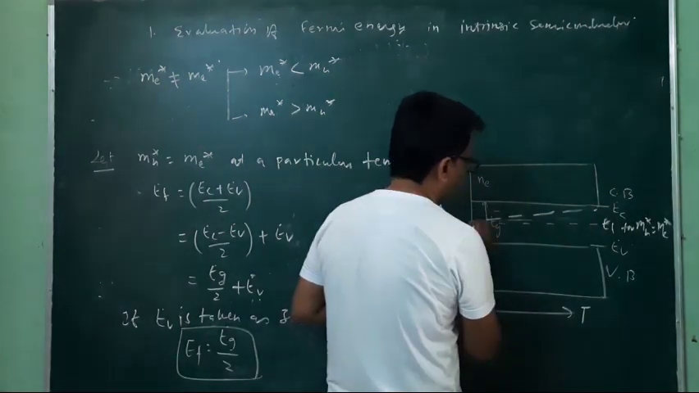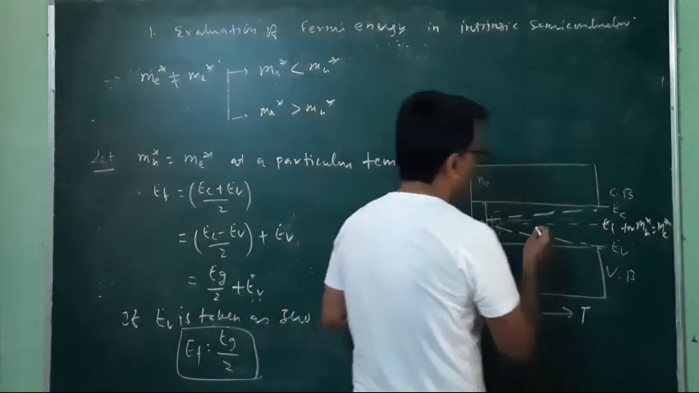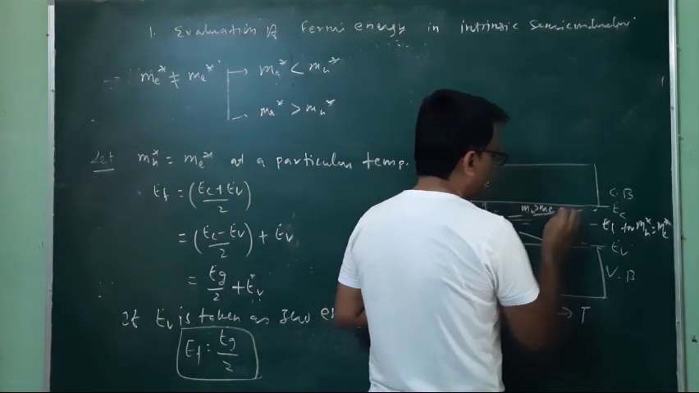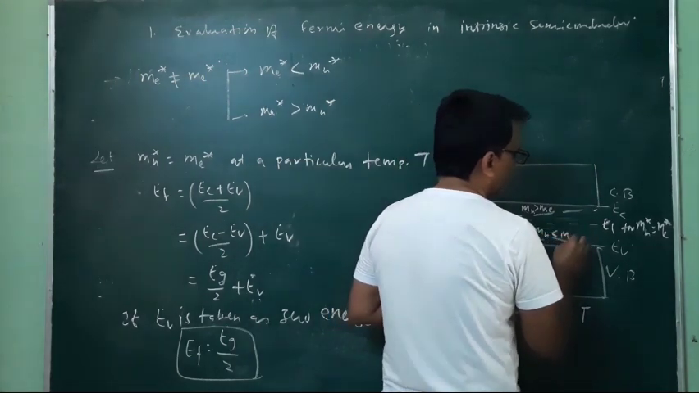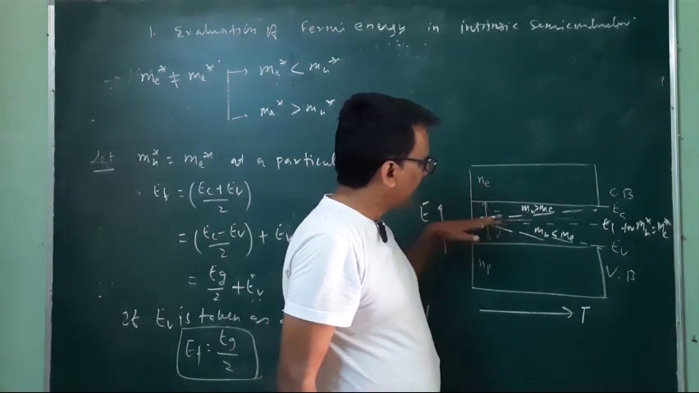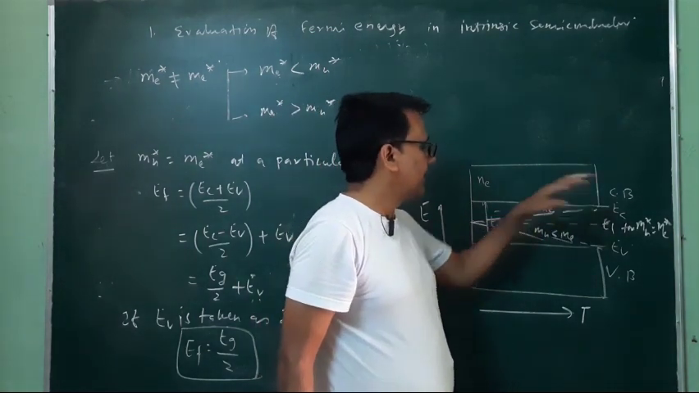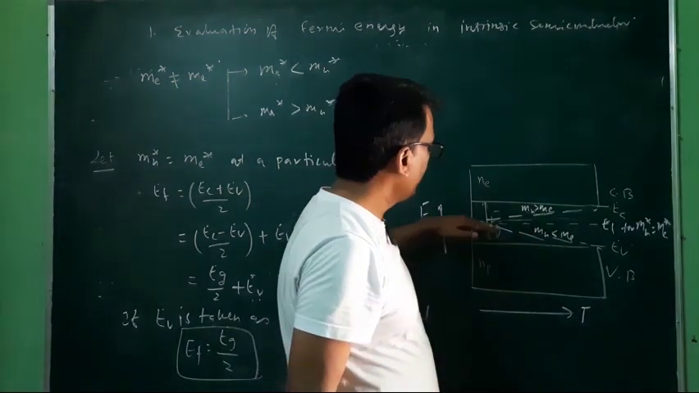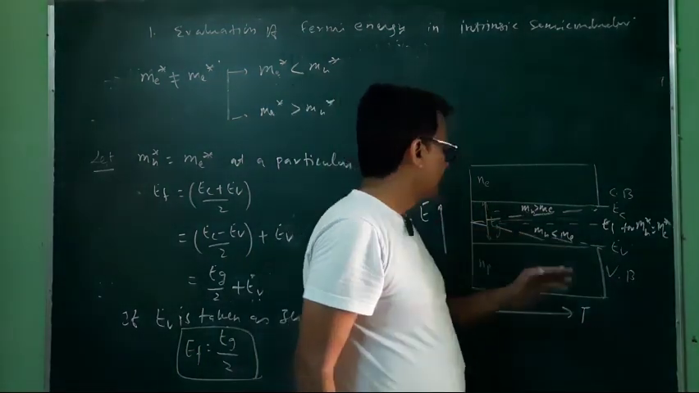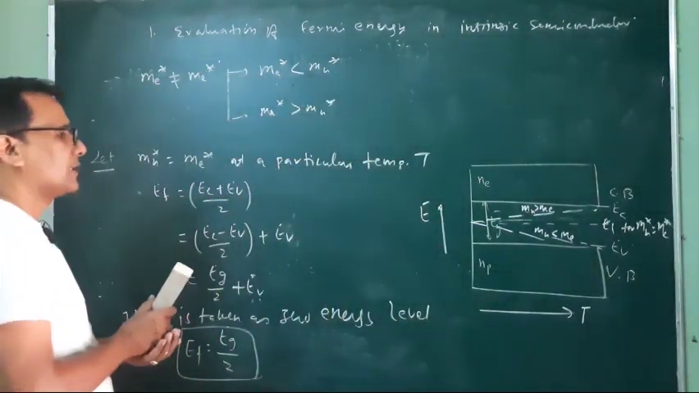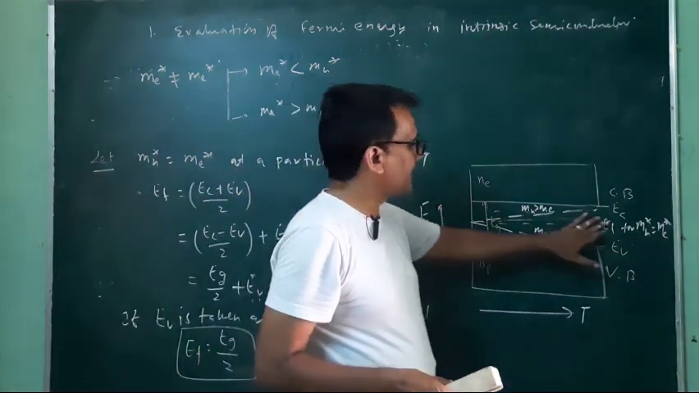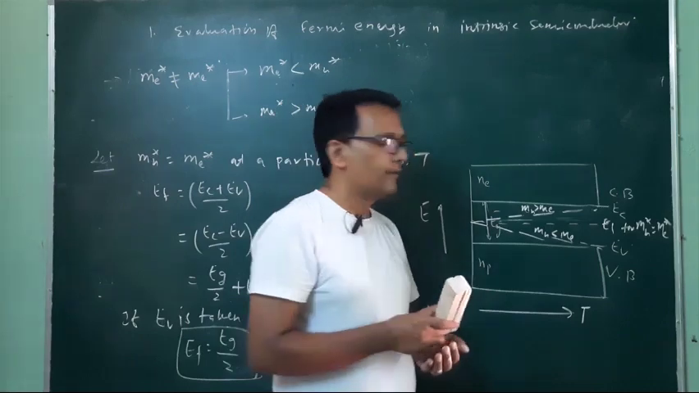This is another line, and this is the next one, for when mh is greater than me, and here mh is less than me. So if the effective mass of hole is greater than the effective mass of electron, then the Fermi energy level varies along this, and if it is less than me, then the Fermi energy level varies with temperature like this. So this is a simple plot of the Fermi energy level in between the conduction and valence band, and this is the center where me is equal to mh.